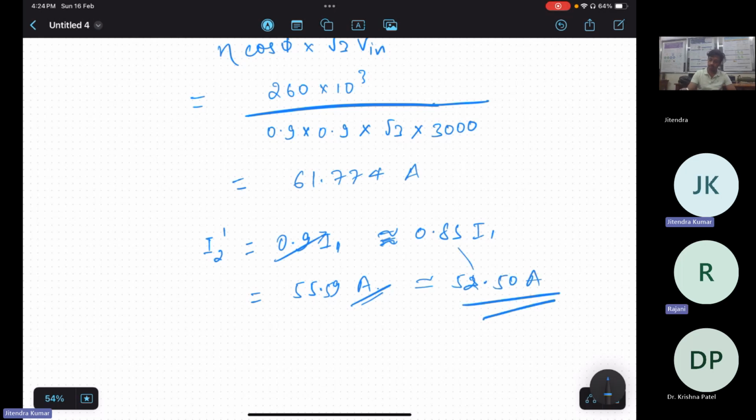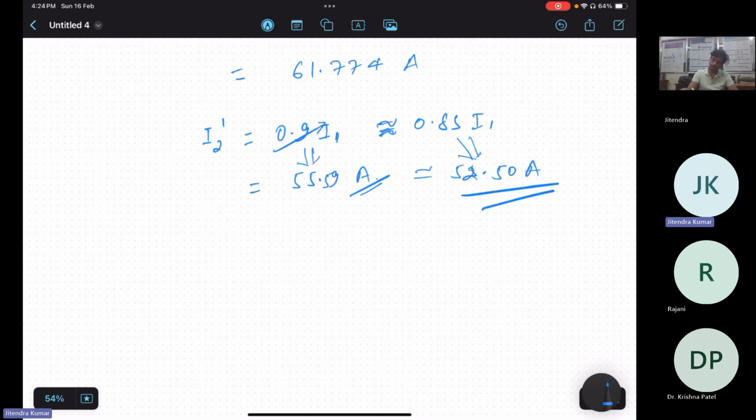So let us go ahead with 0.85. That will be required to solve your assignment. So consider 0.85 for your assignment. I2 dash is 52.50 amps.